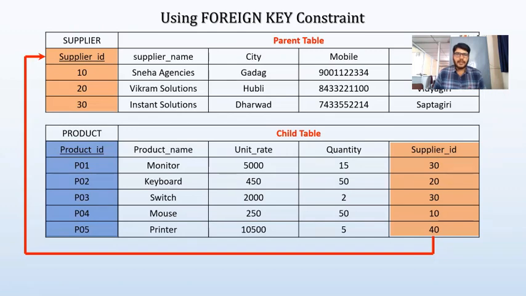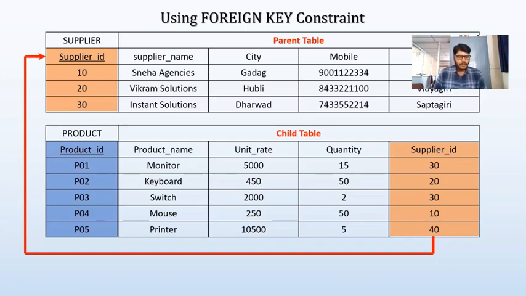Now the really interesting thing is, of course, we have defined supplier ID as a foreign key in a product table, and it is going to refer what? The primary key of a parent table called supplier. What happens if I declare a foreign key here? The main use of a foreign key constraint is that it has to refer to the values of the parent table, and it has to accept only those values which are available in a parent table.